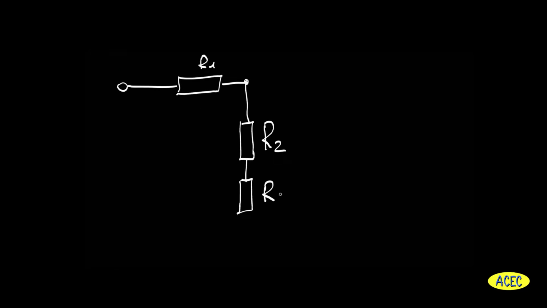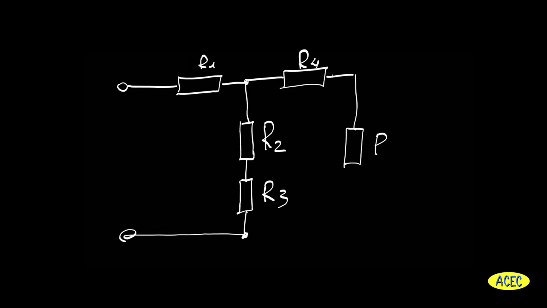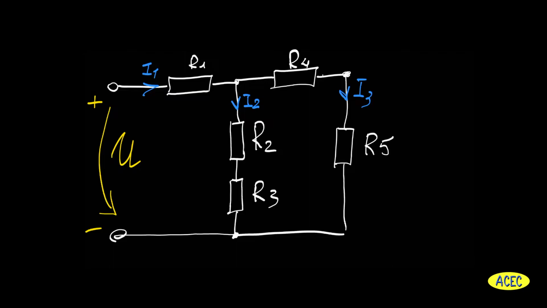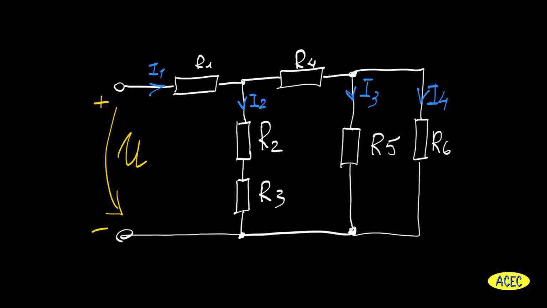We have such a scheme, which includes resistances R1, R2, R3, R4, R5, voltage between input nodes U, current number 1, current number 2, current number 3, and let's add one more resistor number 6 and respectively current I4. So we decided that we need to find the currents I1, I2, I3, I4. So just these four currents. How can we do that?